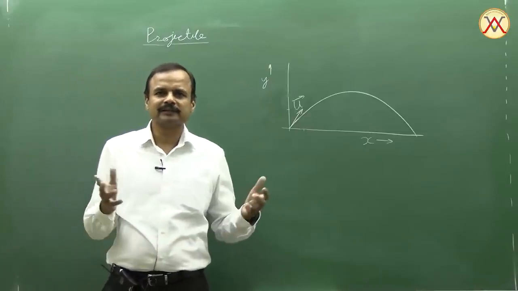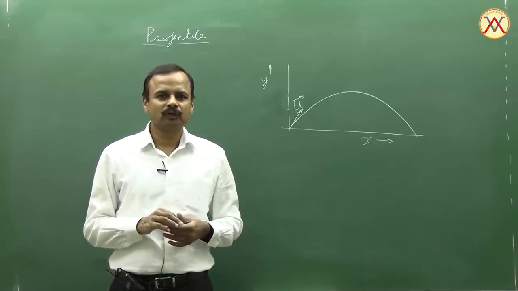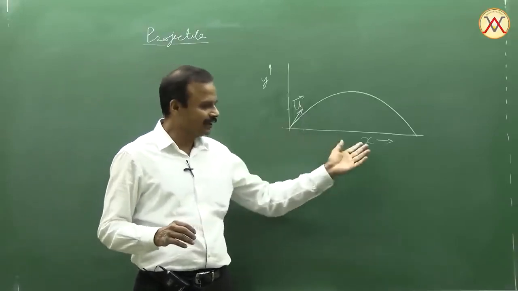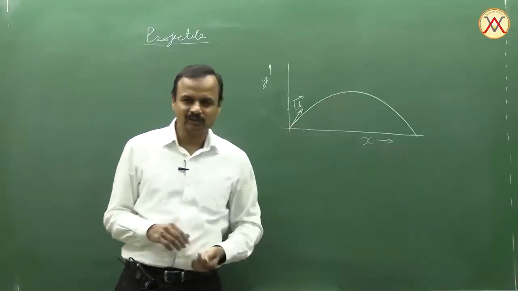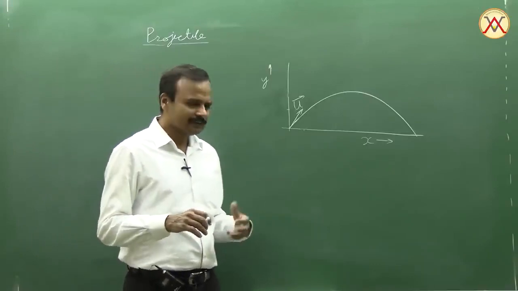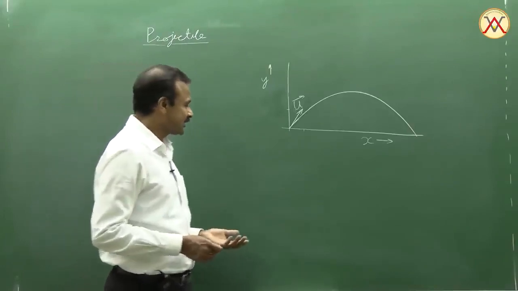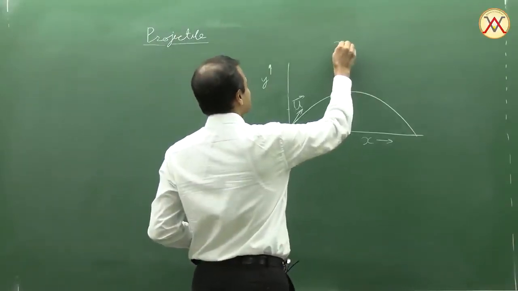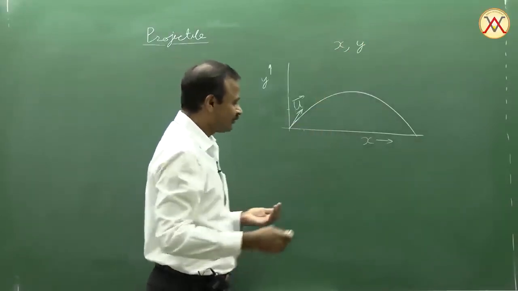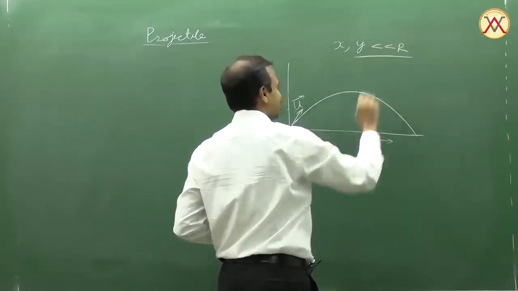Anything that is thrown near the surface of earth in the absence of air resistance can be treated as an example of projectile motion, provided the distances that the body covers in terms of height or horizontal distance are much less than the radius of earth. So the first condition for the motion of a thrown body to be a projectile is that its position in terms of x and y coordinates, or the distances traveled in horizontal and vertical directions, have to be much less than the radius of earth. Capital R here is the radius of earth.